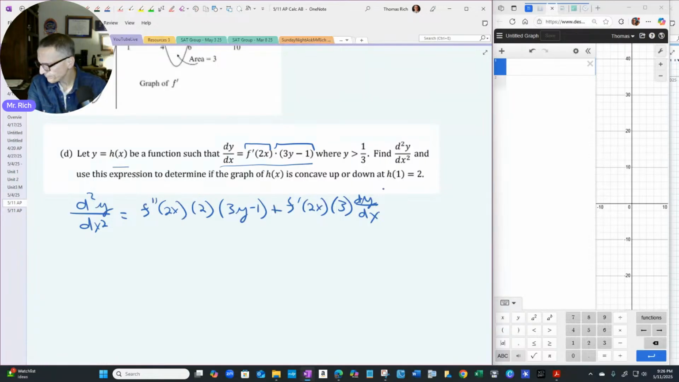Okay. Second derivative test. Yeah, I'm not sure what you mean there, Swipes.